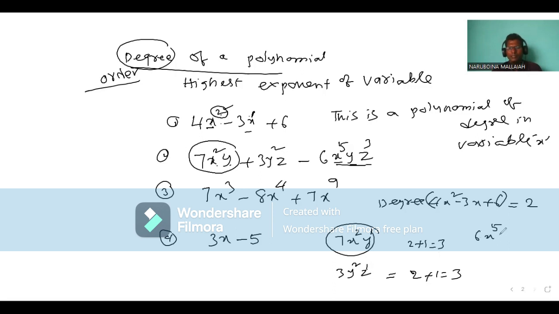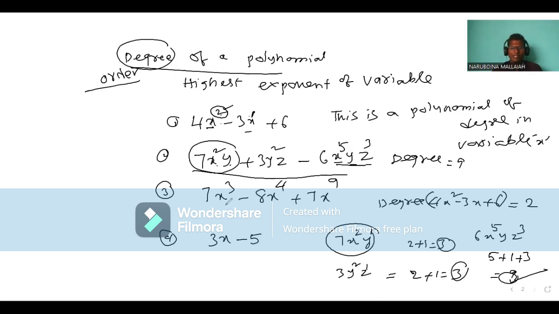Next, the third term, 6x to the power of 5 y z cube. The exponent of x is 5, the exponent of y is 1, the exponent of z is 3. Add all these numbers, we get 9. Out of 3, 3 and 9, the highest power is 9. So the degree of this expression is 9. Finally, see here, the exponent of x is 3 here, 4 here, 9 here. Out of these exponents, the largest exponent is 9. So the degree of this polynomial is 9.